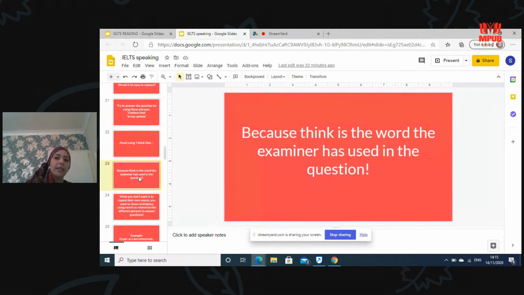Yet, because "think" is the word that the examiner is most likely to use in their question. So what you don't want to do is use the same word as them. So you don't want to reply with "I think that." So always memorize "I believe that," or "in my opinion," because they are actually really good phrases. So I really recommend that you memorize the two phrases, and then you can answer those simple questions using either of them.